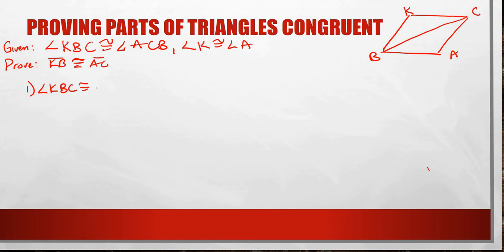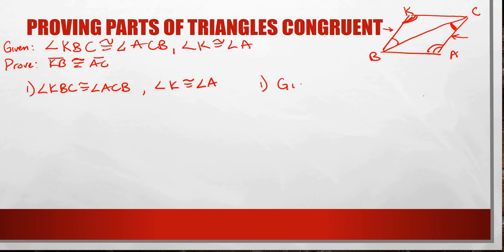So, number one is to list some of my givens. Angle KBC is congruent to angle ACB, and I'm going to write that on my diagram. So that's those two angles. I also know that angle K is congruent to angle A. So that's this one and this one. And what I want to prove is that side KB, this side, is congruent with this side. Well, that's pretty hard to prove directly, but let's take a look at how we're going to do this.